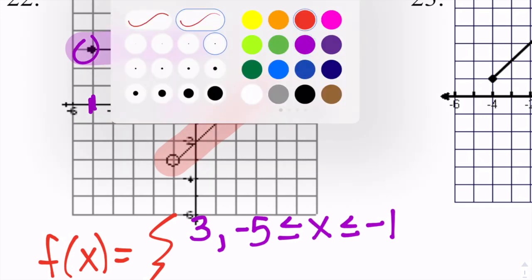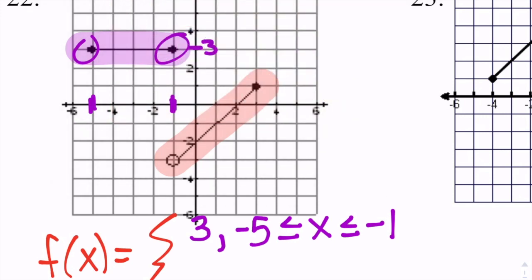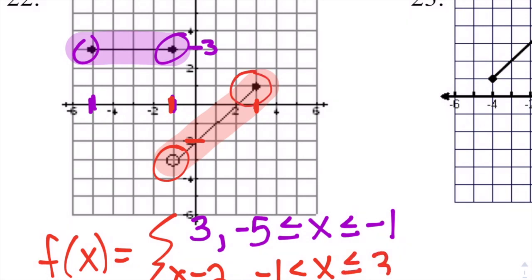So now if we go to the red function here, we're going to want to notice that we have a positive slope of 1 here, and we cross through the y-axis at -2, so we can say it's going to be x minus 2, and that's going from x is -1 here to x is 3 here. We have an open circle at -1, so it's going to be -1 is less than x, and then we have a closed circle here, so it's less than or equal to 3.